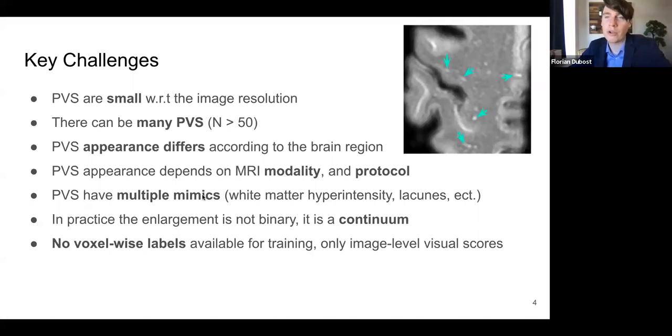And as I mentioned, we don't have voxel-wise labels to optimize our network. We only have image-level visual scores that indicate the severity of enlarged perivascular space burden.